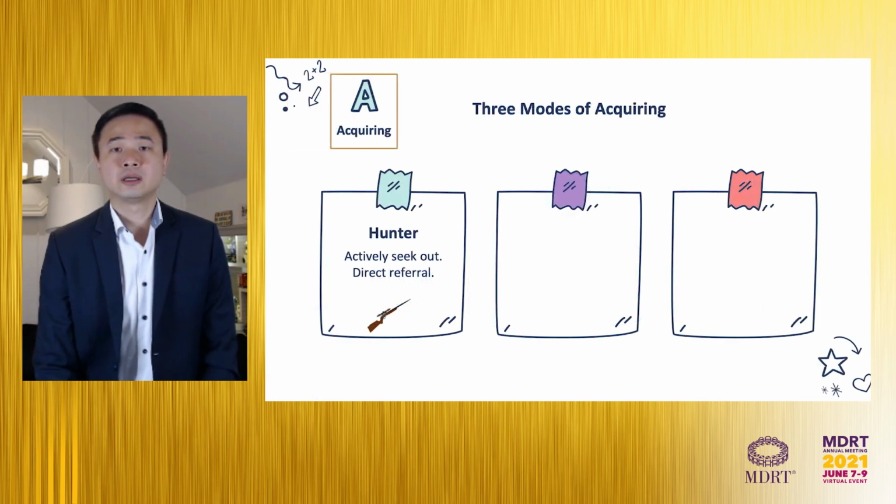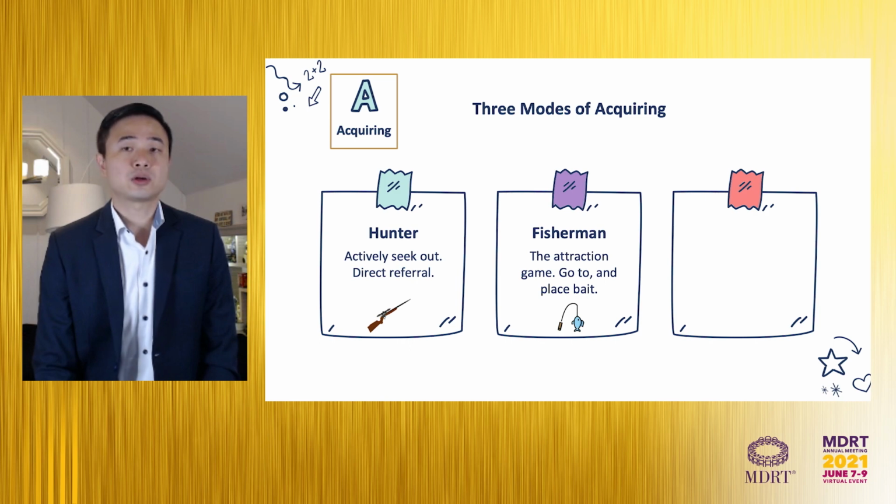A. Acquiring. There are three modes of acquiring. Hunter, where we actively seek out who we want as a prospect. This is usually done through direct referral. Fisherman. We use the attraction game for this method. We put out relevant content, be in the place where our desired prospects are, and we wait for the connection to happen. Farmer. This is essentially growing the relationship with our current prospects, giving the right environment to gain the trust and confidence with the objective of subsequently having a business relationship.